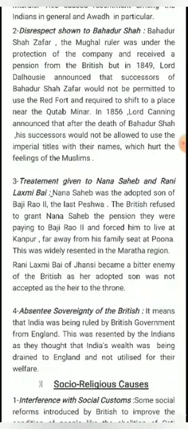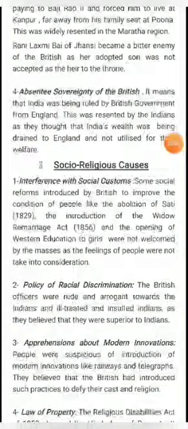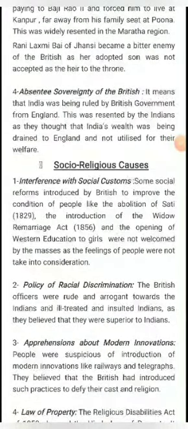Now, the fourth point is the absentee sovereignty of the British. It means that India was being ruled by the British government from England. This was resented by the Indians as they thought that India's wealth was being drained to England and not utilized for their welfare. The second cause was the socio-religious cause.